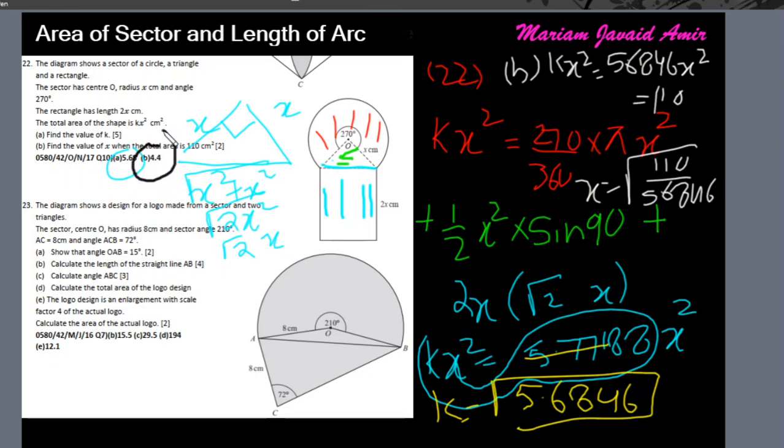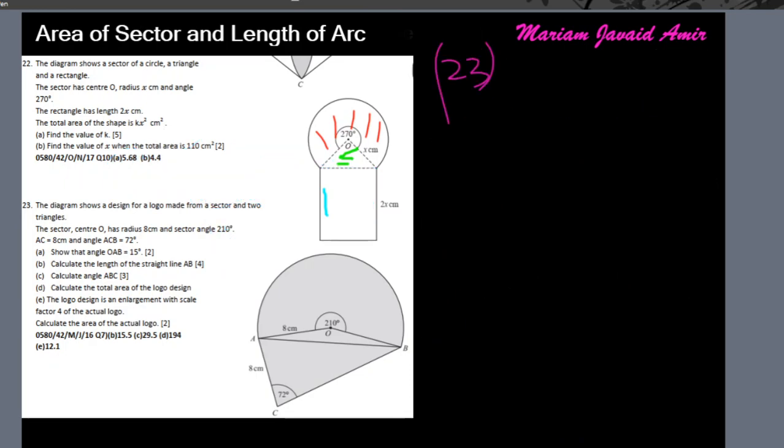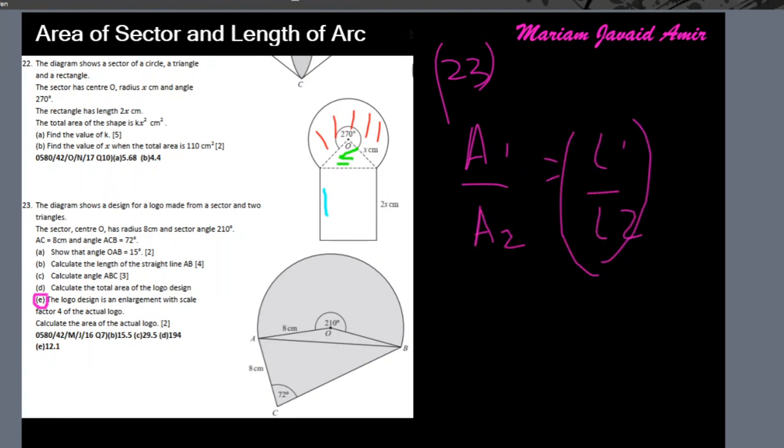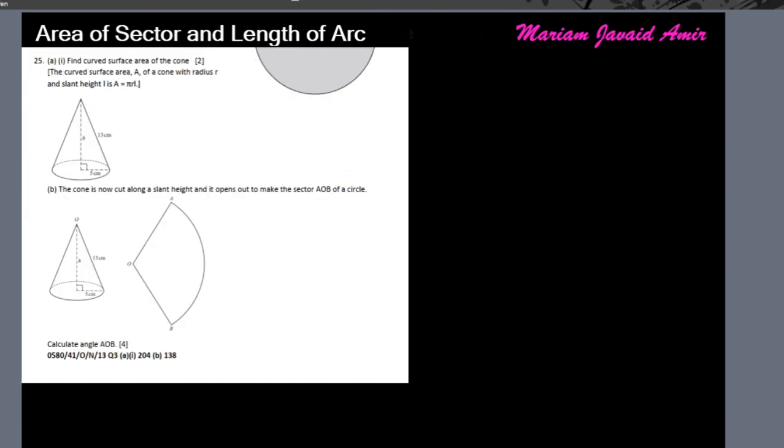Okay, question 23 is mostly from trigonometry and it's an easy question, so I'm just not doing it. And also we have not done part E yet, which uses the formula for similar figures. A1 over A2 is equal to L1 over L2 whole square. So we'll get to it later. Okay. Question 25, I've skipped a couple of questions because they're pretty simple and they're also a repetition of the questions we've been doing.